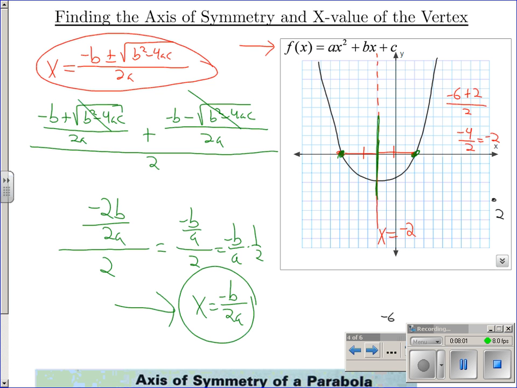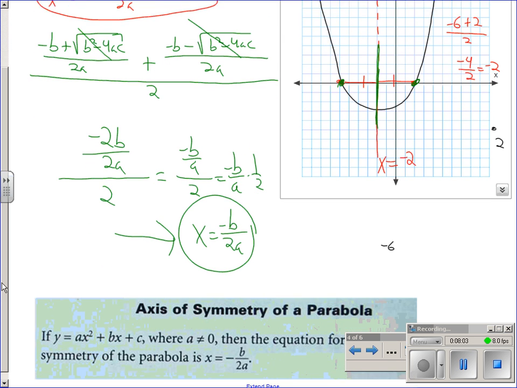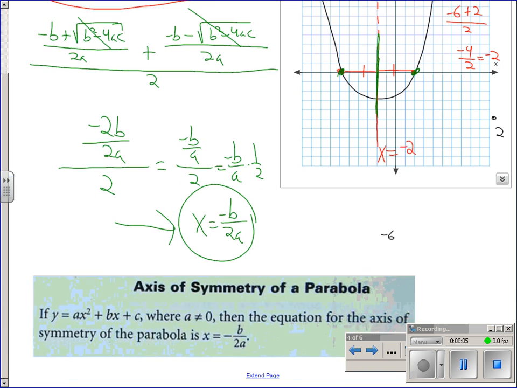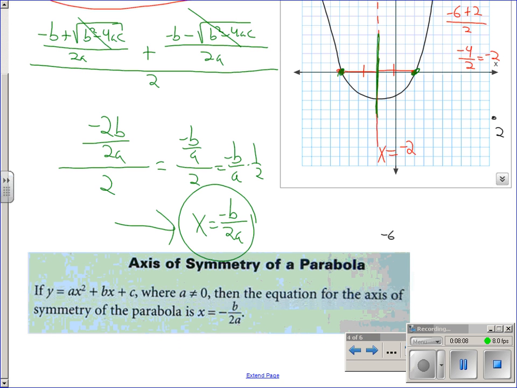Let me see if I can raise the page up here. Here we go. So this is something to put into your notes. This is the formal version of this definition. This equation, x equals negative b over 2a, there is a calculus version of this proof. It's a little bit cleaner once you know calculus. Hopefully you'll see it next year.